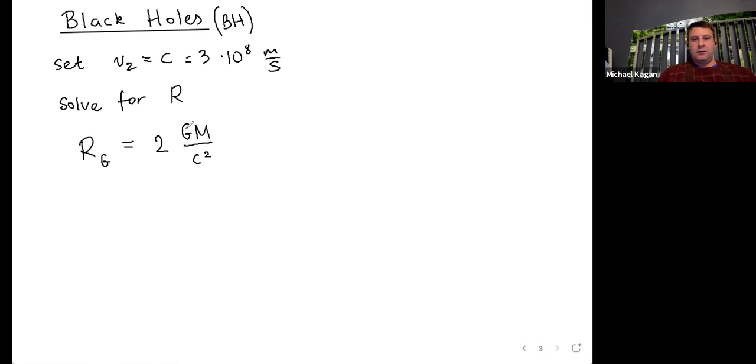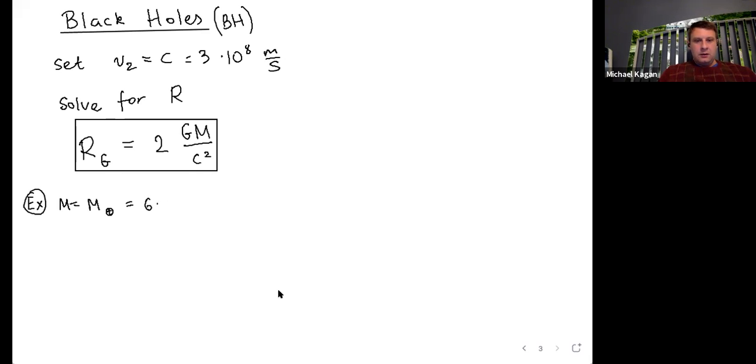The other two things in this formula are fundamental constants, gravitational constant and speed of light. So you don't really get to play with those, but you can play with the mass of the object. So if you grab different stars, they all will have different gravitational radii. For example, if you take Earth, let's say m equals m Earth. Do you want to do a quick calculation and find Earth's gravitational radius? Sorry, 6 times 10 to the 24th.